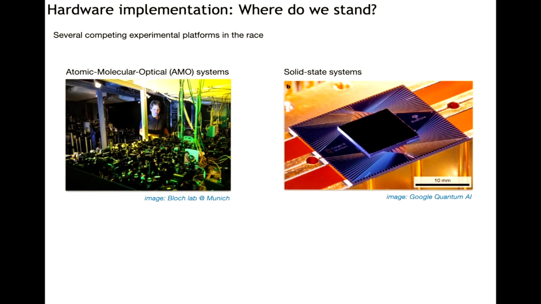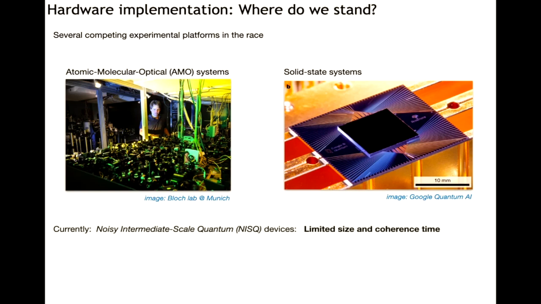Here I report two pictures that illustrate two families of these quantum devices. On the left, we see the so-called AMO family, the atomic, molecular, and optical systems. And on the right, we see so-called solid-state systems. The pictures give you a rough idea of what these devices look like, right? But an important point to stress here is that these devices are, at the moment, imperfect. They are called NISQ devices, meaning noisy intermediate scale quantum devices.